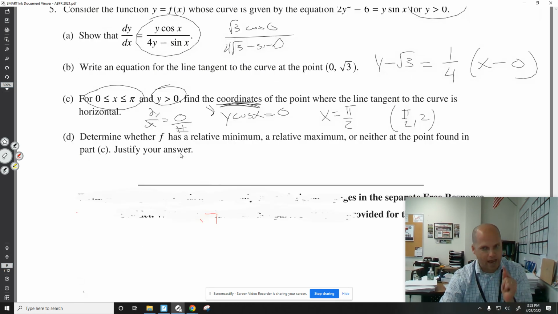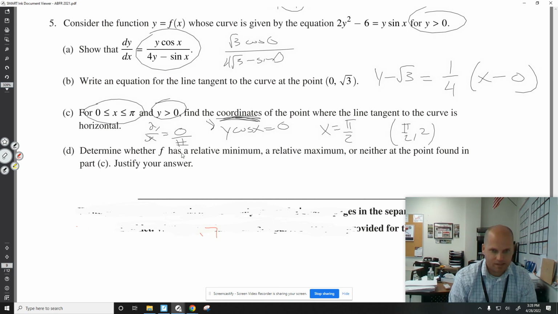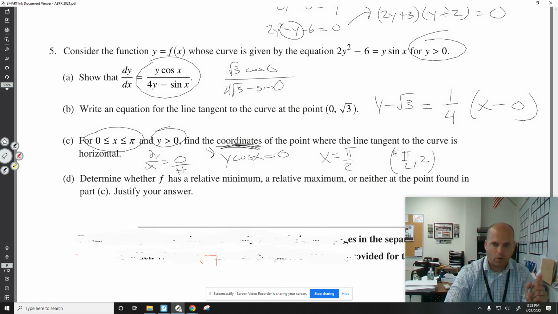This was usually only asked on the BC test, and then it showed up on the AB test. Do you have a max, a min, or neither for part C? Well, I can't do a sign analysis because I have y's and x's. Even though 4 times y is positive, sine x can be a max of 1 or a min of -1, but for y, if y's are positive, there's a problem there.